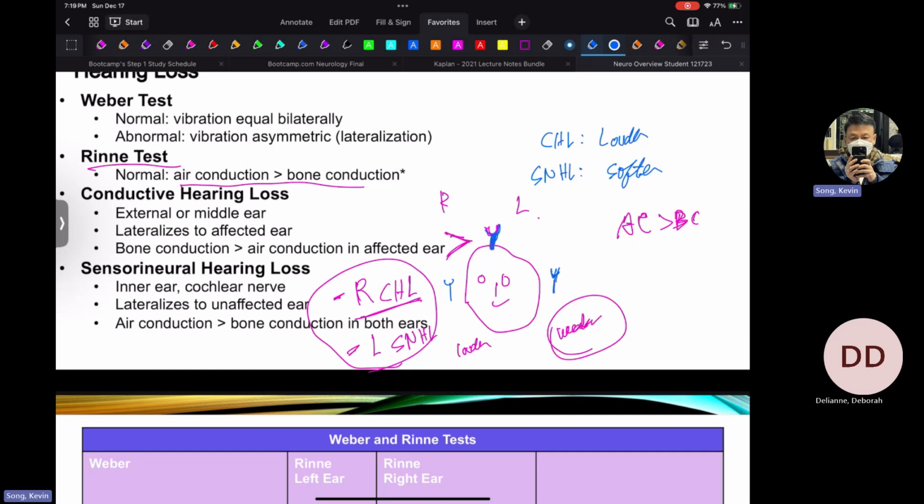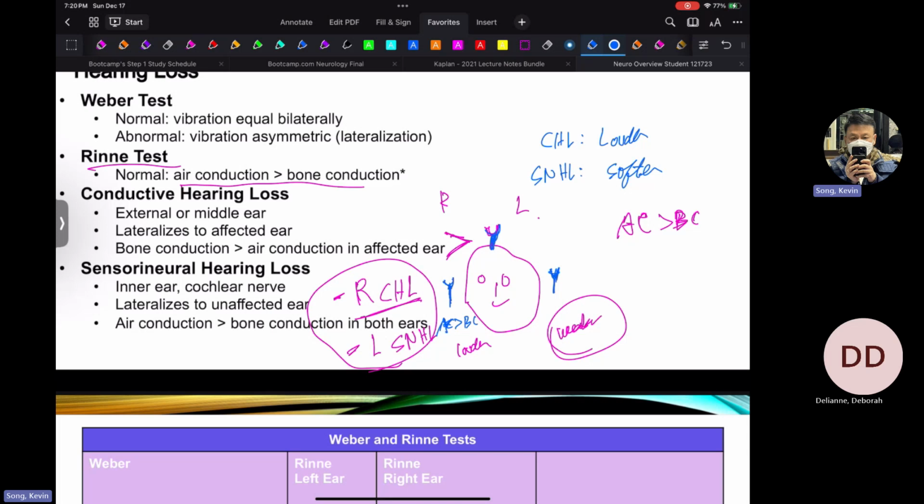You have to do the right side and then the left side. Can you still hear? Okay. If you say you still hear, what does that mean? If you still hear, the AC is greater than BC. Bone conduction is weaker than AC, meaning air conduction is louder, so it lasts longer, right?